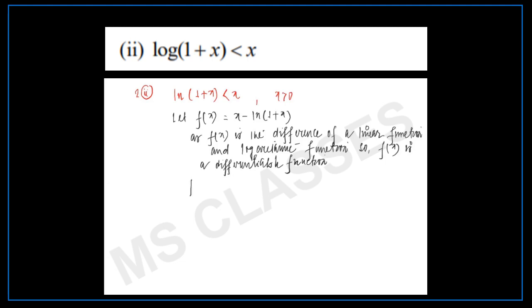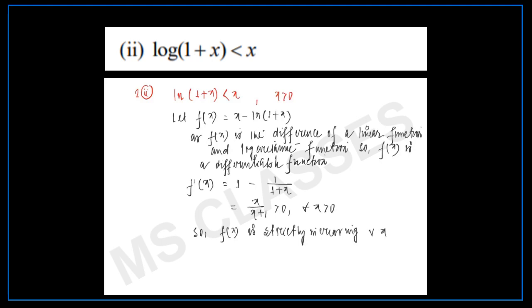So we differentiate this and we get 1 minus 1 by 1 plus x. So x by x plus 1 is greater than 0 for all x greater than 0. So f(x) is strictly increasing. f(x) is strictly increasing for all x belongs to (0, infinity).